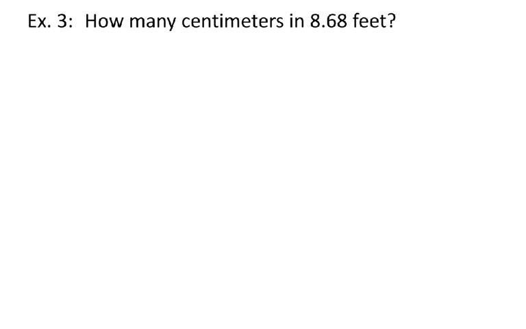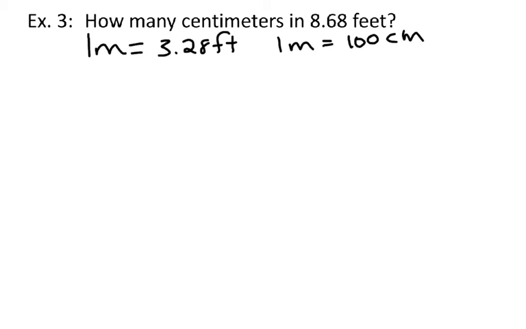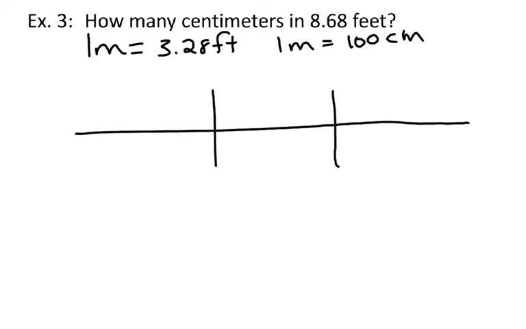Okay, in this example we have how many centimeters in 8.68 feet. Now, there's really two ways you can do this. You can go from feet to inches and inches to centimeters. Or, I'm going to flip it up a little bit. I'm going to go from feet to meters and meters to centimeters. Now, I know that 1 meter is 3.28 feet. And I also know that 1 meter is 100 centimeters. Now, because I have two conversion factors, not one, I need a double picket fence, which means I'm going to draw a little bit longer line, and I'm going to draw 2 vertical lines.